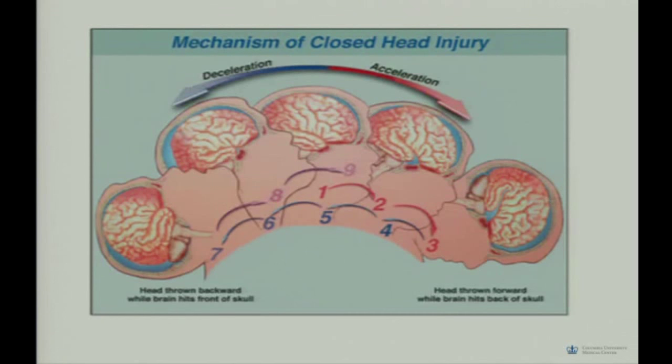Very, very quickly. So that means that your body stops, but your head is continuing to move at 50 miles an hour, and your brain is as well. So there is a coup, which is the initial head going forward, the acceleration, and then there's the counter-coup, which is the deceleration of your head going back.